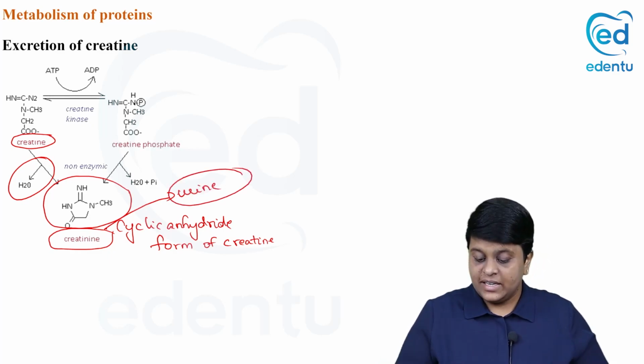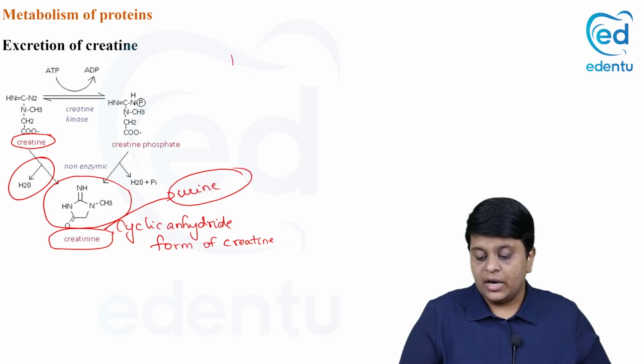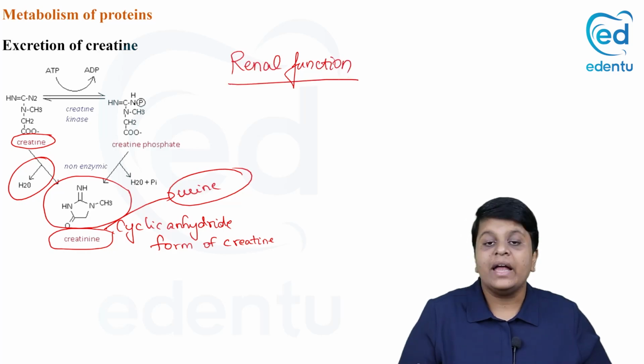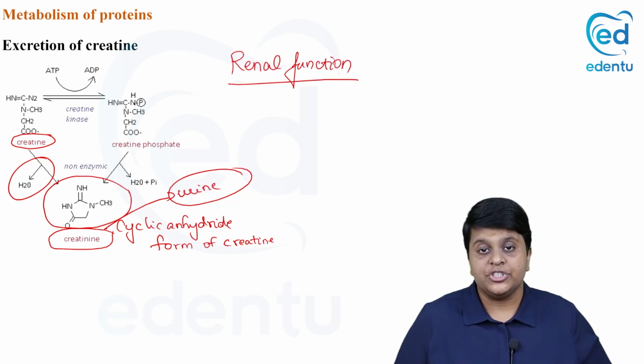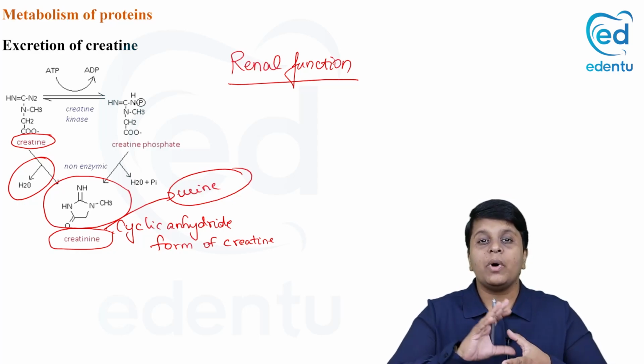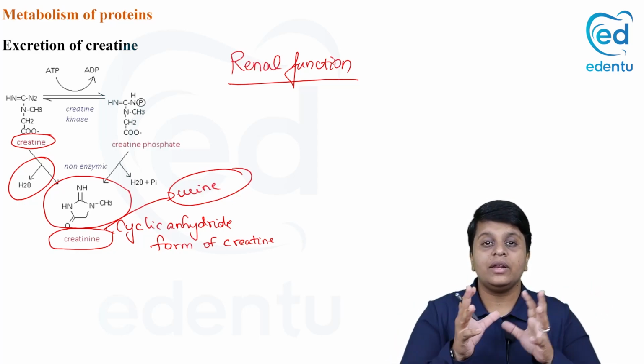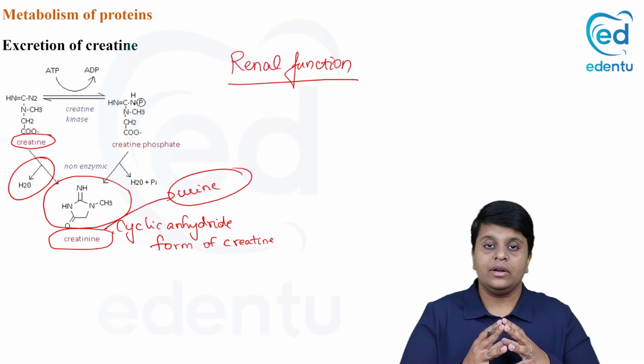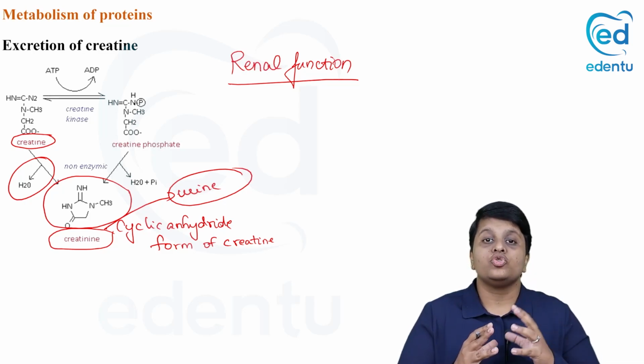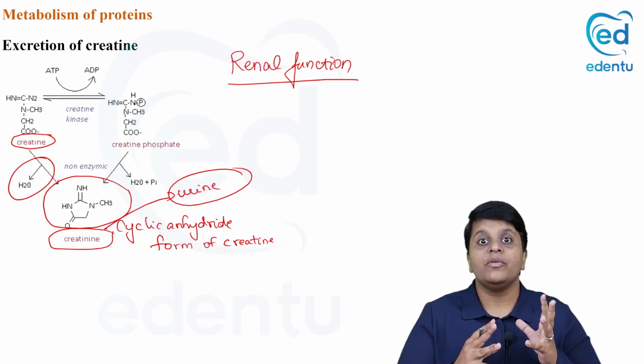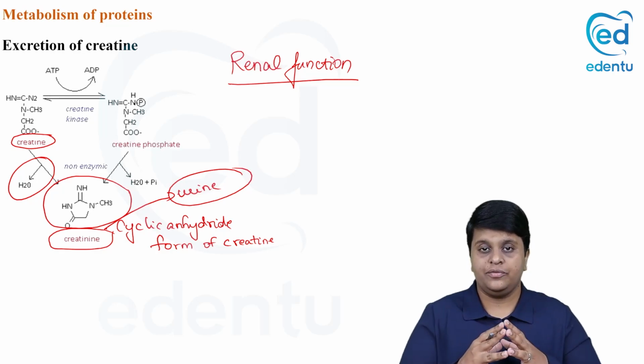And creatinine is a very important marker of renal function. Creatinine is used for studying the clearance and it is an indicator of glomerular filtration rate. So this pathway of creatine phosphate has a lot of clinical relevance. Creatine is a source of energy for muscle contraction in the form of creatine phosphate. It is a high energy phosphate.